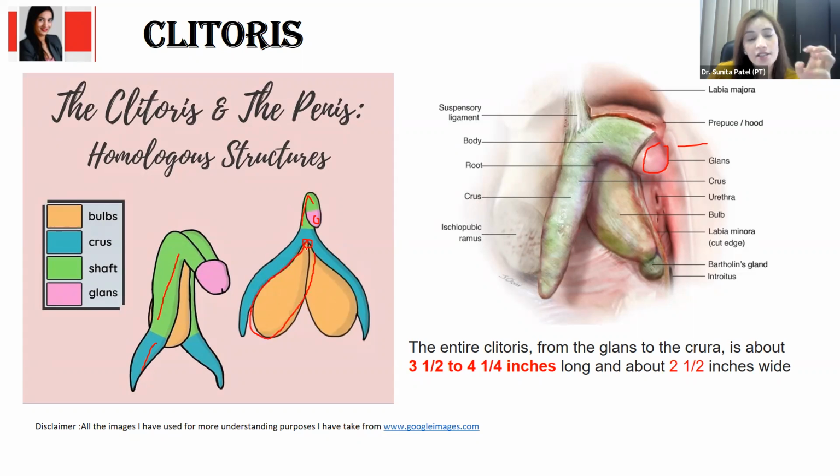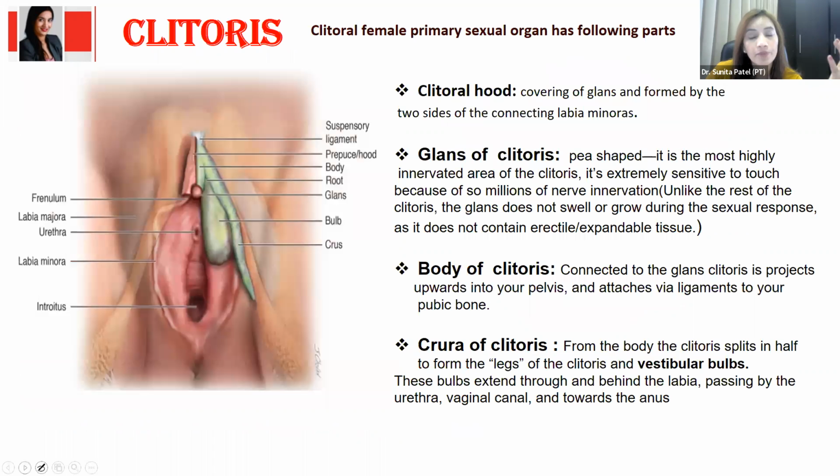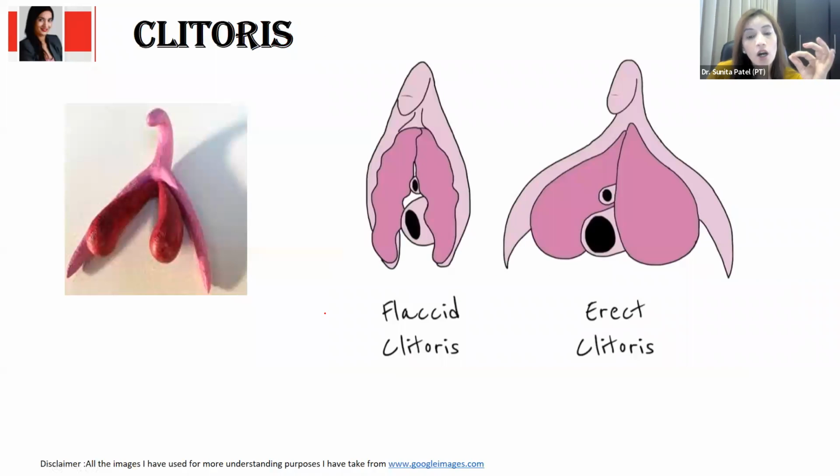This whole structure is very, very sensitive to touch. And the entire length, this is not only pea-shaped, it is quite a big organ, and it can normally be 3.5 to 4.5 inches in size. Once the female is erected, there are 4 parts: the clitoral hood, which covers the glans, then the glans of the clitoris, the body of the clitoris, and the crura of the clitoris. We explained that yesterday. When we are not excited, we have a flaccid clitoris, like males have a flaccid penis. In this case, our whole clitoris structure as well as the bulb of the vestibule will be flaccid.